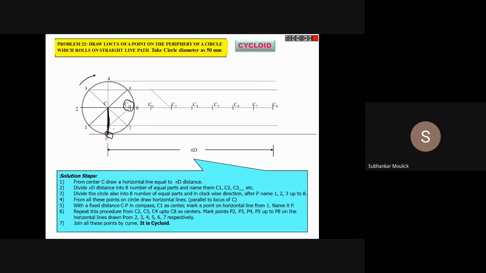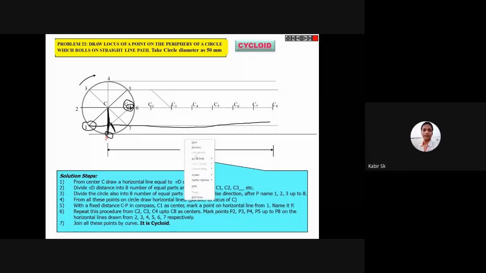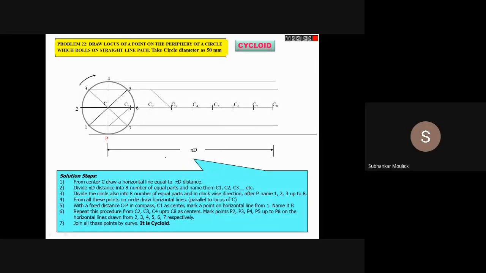Take out your compass and place the leg of your compass at point C1. Cut an arc on a line. Which line? This is C1. Identify the first point on the circle. This is the first point. This is the horizontal line passing through the first point. Cut an arc of length equal to CP. Understood? Okay, sir. Now you have to apply the same process for the rest of the cases.